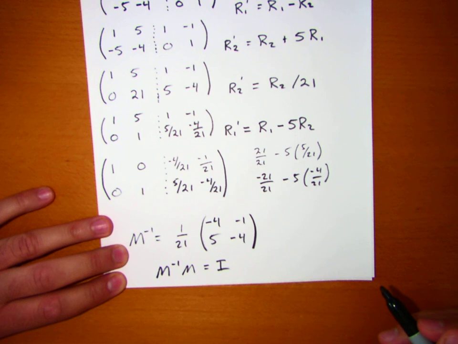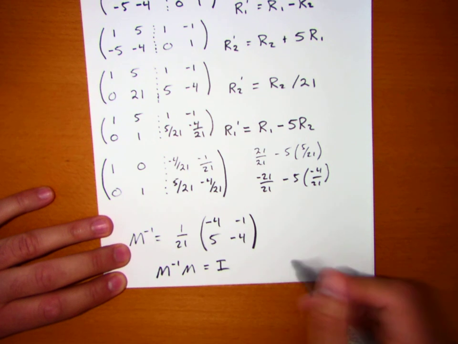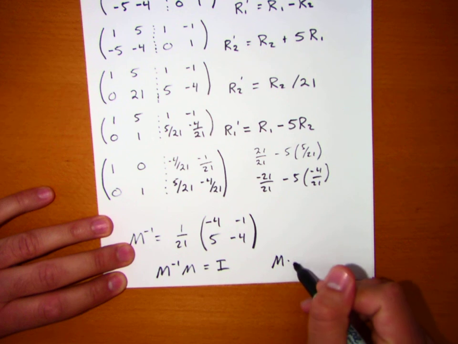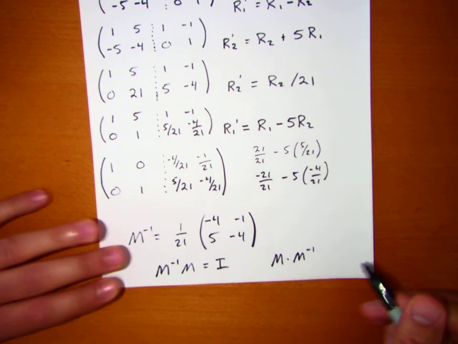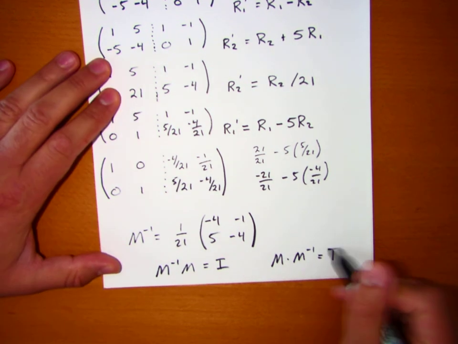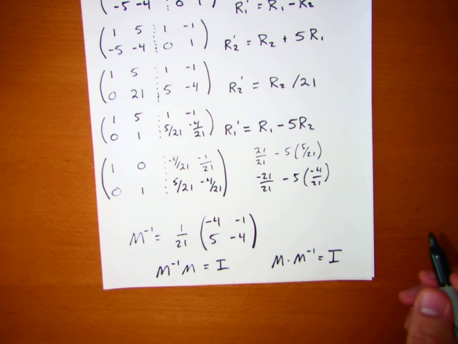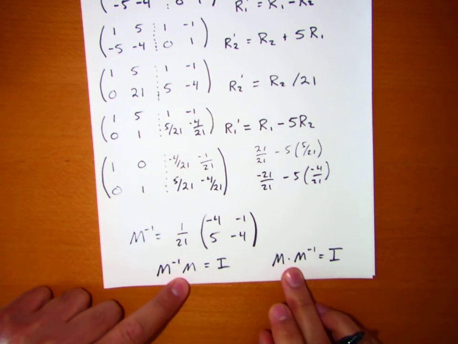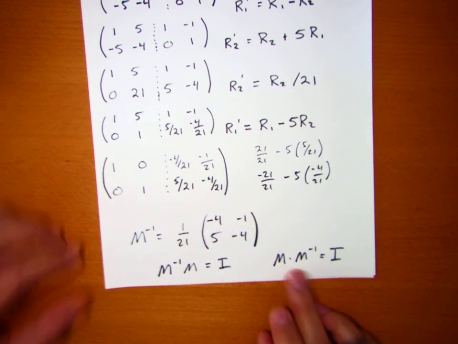You can check this by multiplying this answer with our original matrix M, which should give you the identity matrix. Or you could do it the other way around. In the case of a matrix and its inverse, it is commutative. Although, generally speaking, when you're multiplying matrices, that's not the case. But here it is. And this is how you check to make sure that you actually have the inverse of the original matrix.